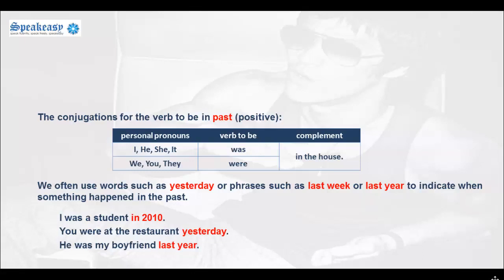We often use words such as yesterday, or phrases such as last week or last year to indicate that something happened in the past. I was a student in 2010. You were at the restaurant yesterday. He was my boyfriend last year.